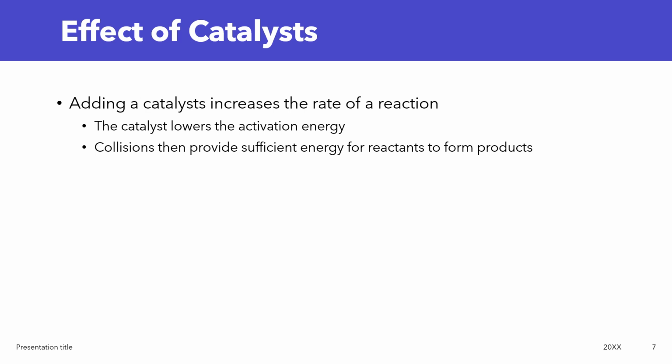Now, by adding a catalyst, the catalyst will lower the activation energy. So then by lowering the activation energy, now the collisions provide enough energy for the reactants to form products. So by lowering the activation energy, the rate of the reaction will increase. So adding a catalyst will increase the rate of the reaction.